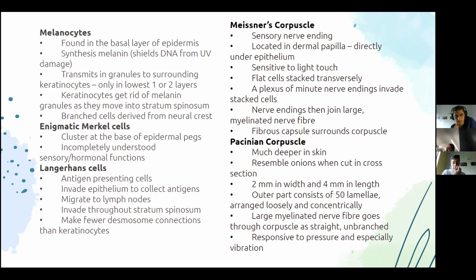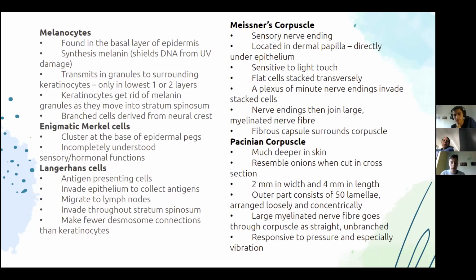Then you've got Merkel cells. These are also involved in the sensory nervous system, but we don't really know exactly what they do. You just need to know that they exist, and they will come back later as well, I think next semester sometime. The next one, you've got Langerhans cells. These are essentially the phagocytes of the skin. They go up into the epithelium to get the antigens, and then they go back to the lymph nodes, and they're trying to work out if there's any infection there.